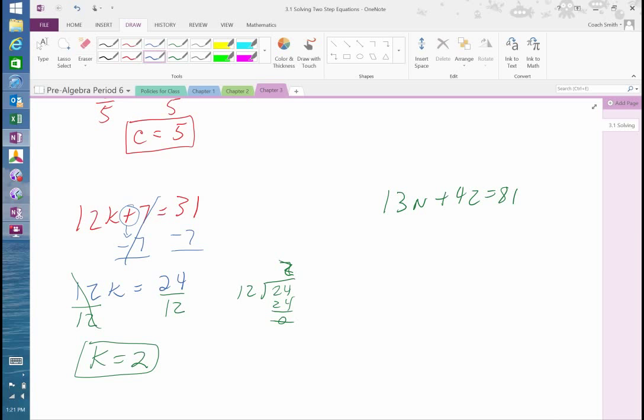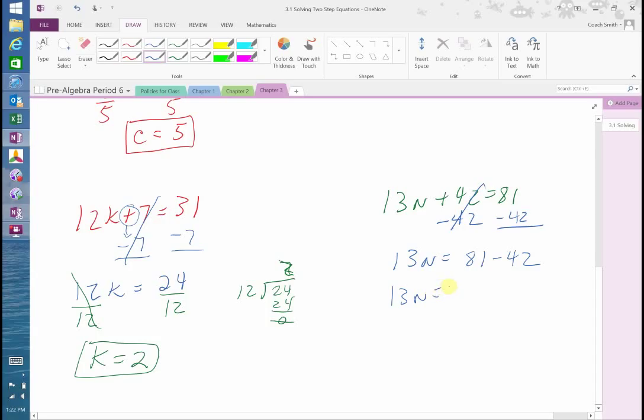So, Josh, what'd you get? N equals 3. That is correct. N equals 3. Now, make sure that we're on the right page. You subtract 42 from both sides. Cancels there. Leaves me a 13n equal basically 81 minus 42. 81 minus 42 is equal to 39. Now I have divide by 13. Divide by 13. N is equal to what? 3.